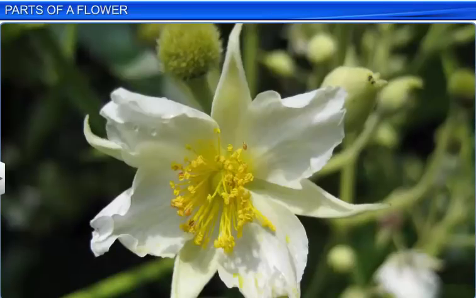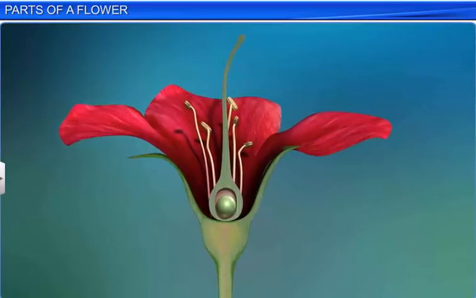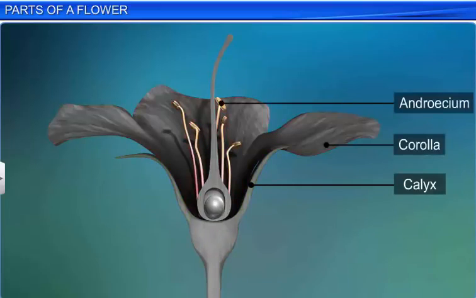A flower is the most beautiful and attractive part of a plant that contributes to the process of reproduction. Typically, a flower has 4 whorls: calyx, corolla, androecium, and gynoecium.